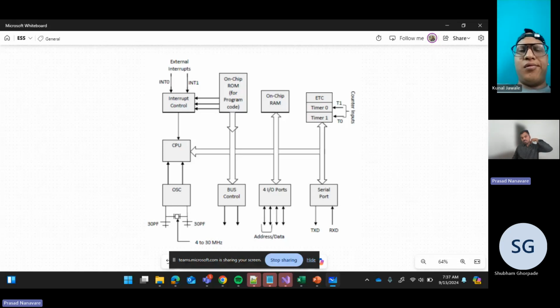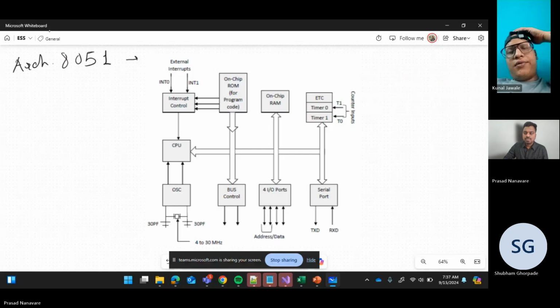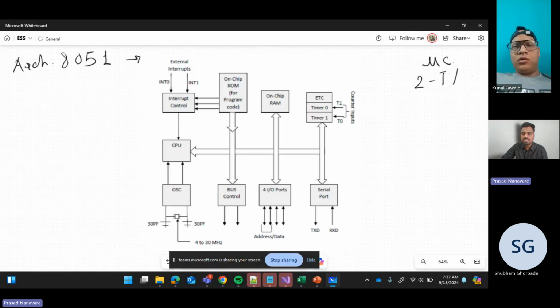So this is the architecture of 8051. 8051 is a general purpose microcontroller. It has two timers and counters. It has 128 bytes of ROM and 2 KB of RAM.